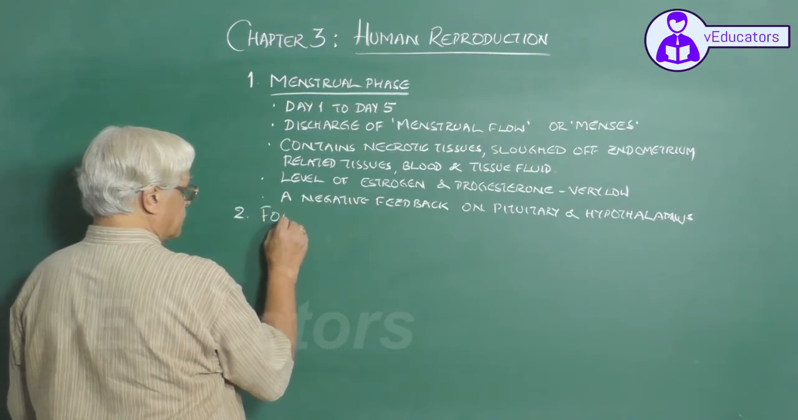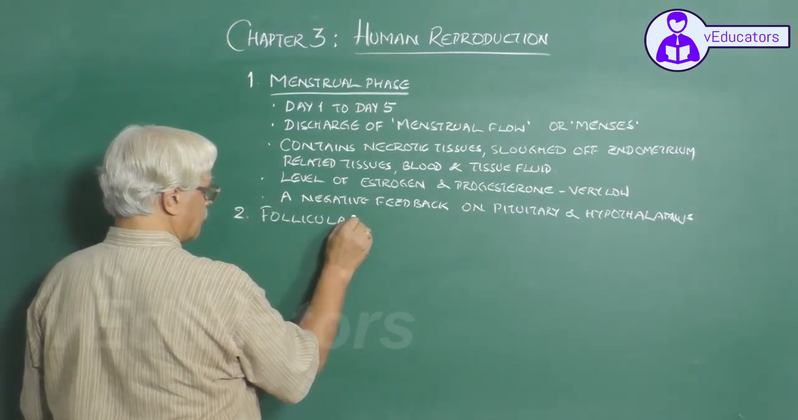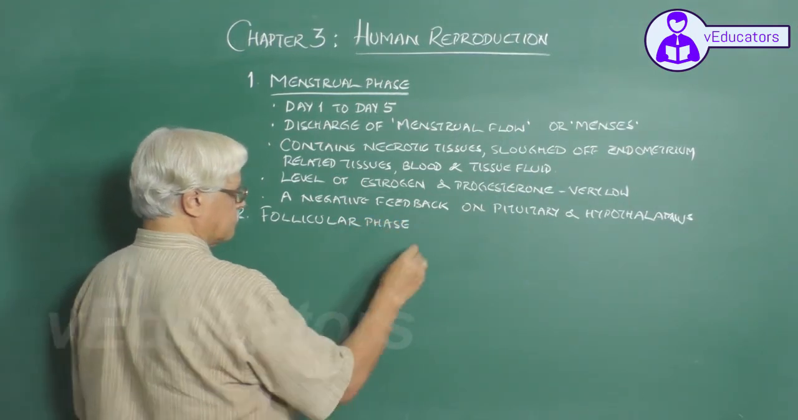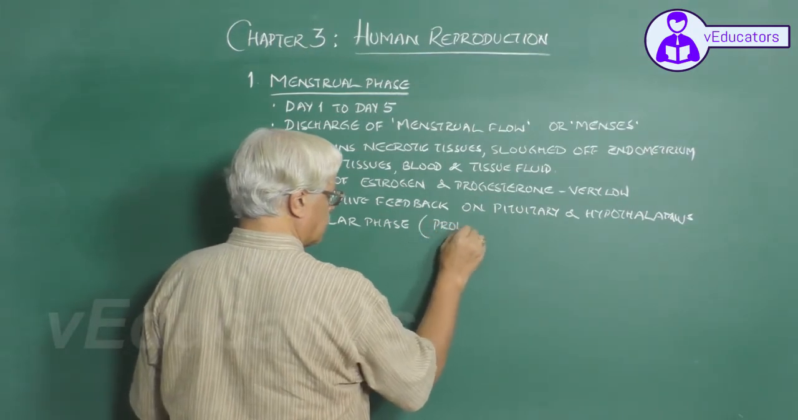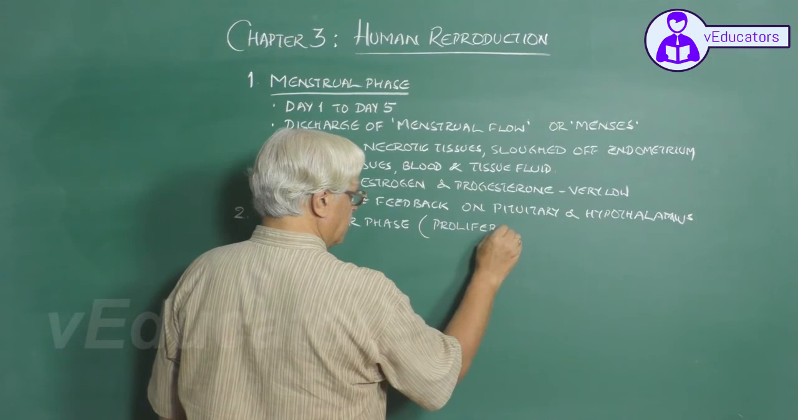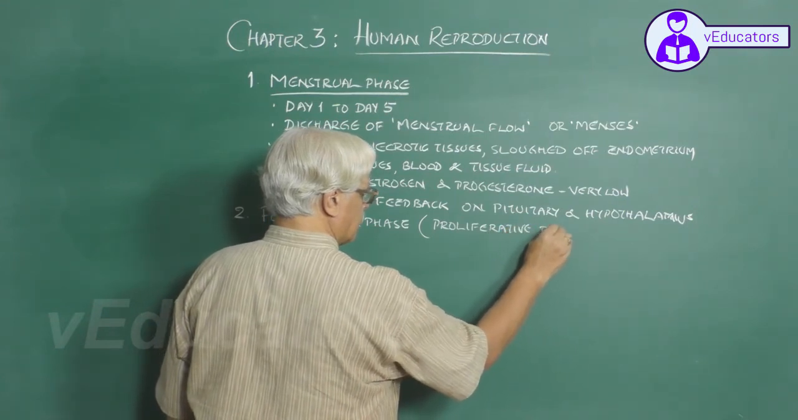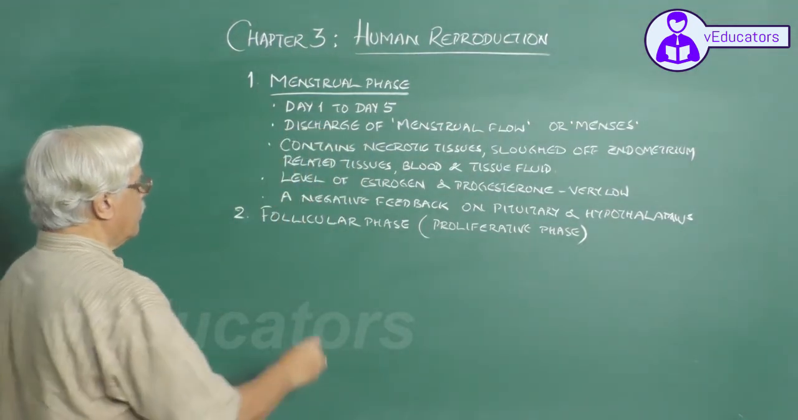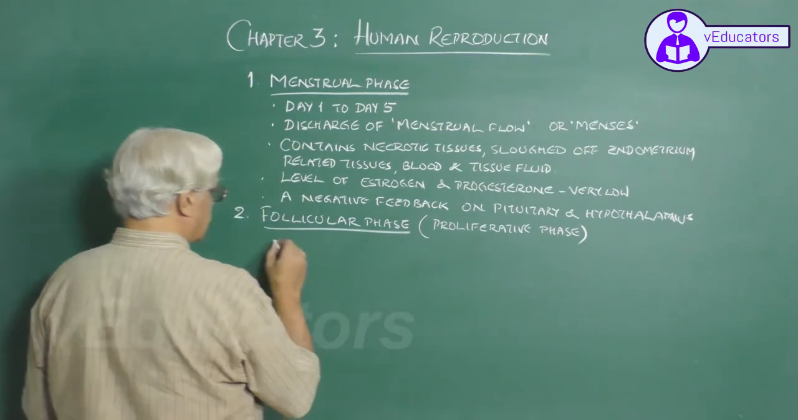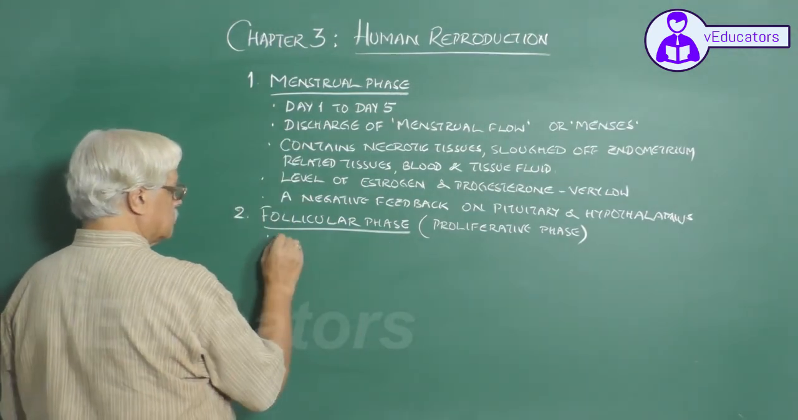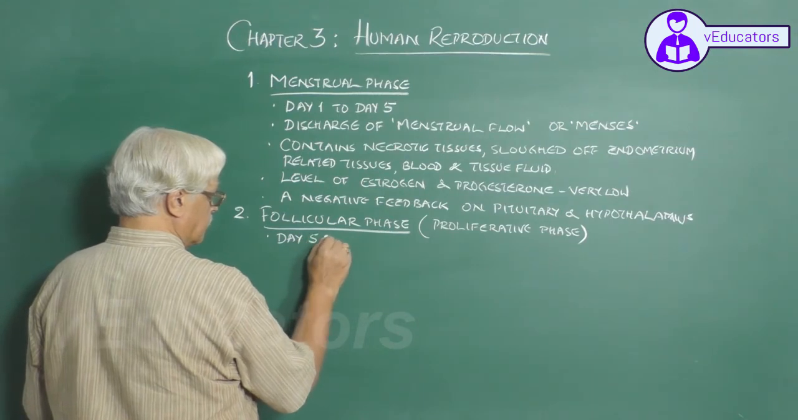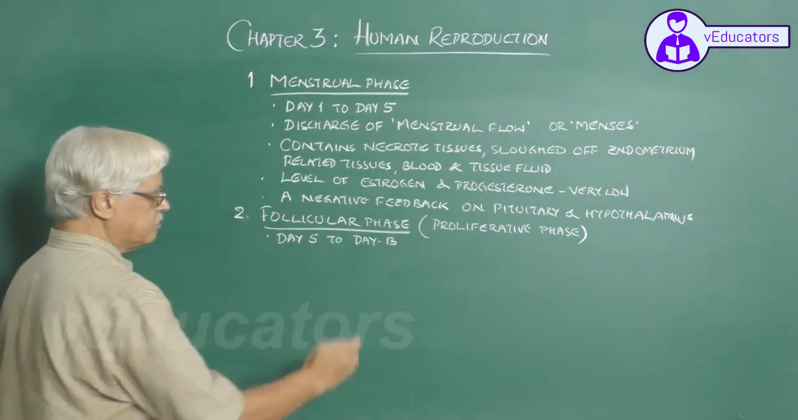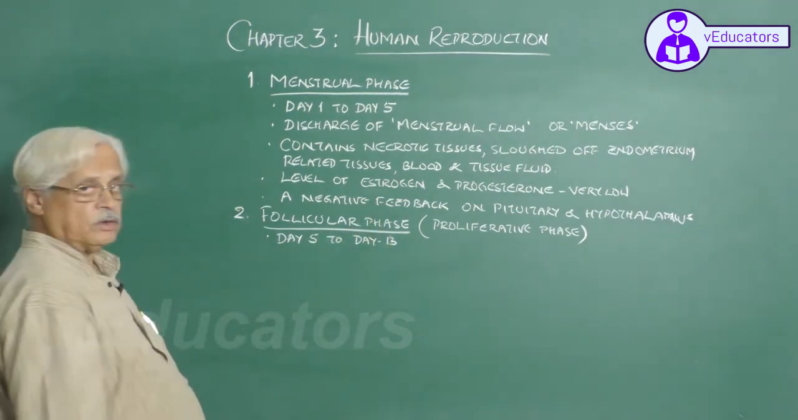The follicular phase is also called proliferative phase. It is from, let us say, day 5 to day 13. Day 5 to day 13.